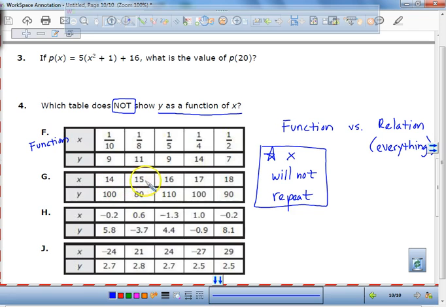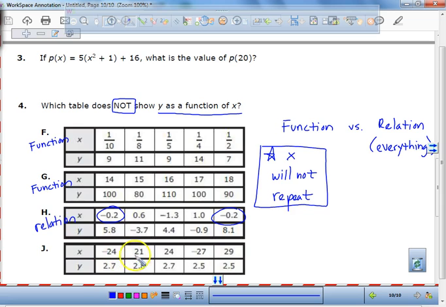How about G? Is x repeating at all? No. So right here, that's an example of a function. You see anywhere where x is repeating? Where? Negative 0.2, which is negative 2/10, and negative 0.2. If you plug in negative 0.2, you shouldn't get 2 different outputs for the same input. So this is not a function. This is just a relation.